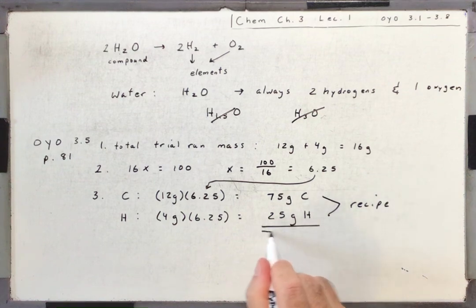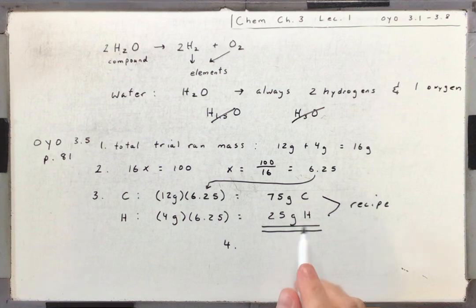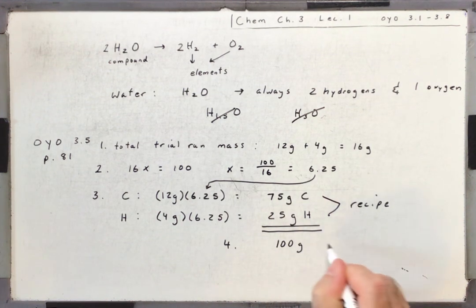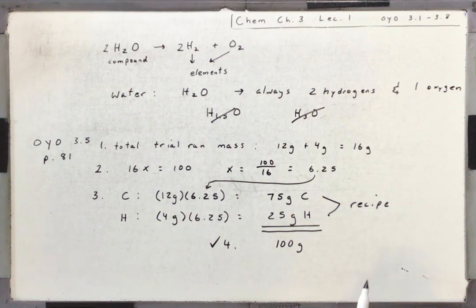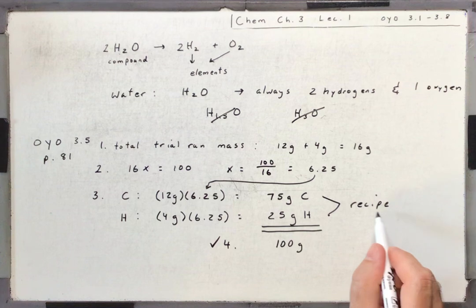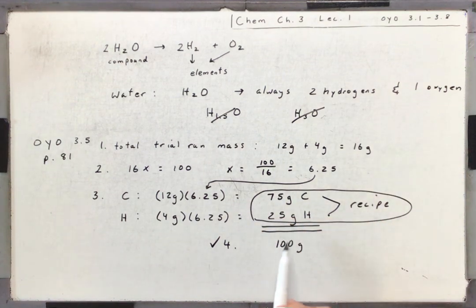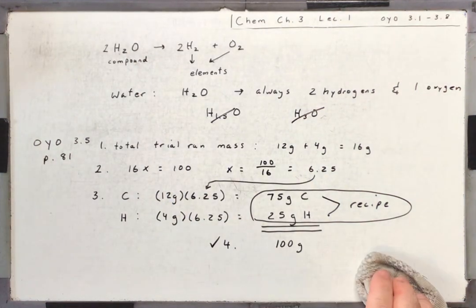Now step 4 is we just want to check to see that it adds up to 100. So 75 plus 25 is 100 grams. All right, so let's check. The answer is 75 grams of carbon and 25 grams of hydrogen. All right, so that was a pretty simple one. Let's try another.